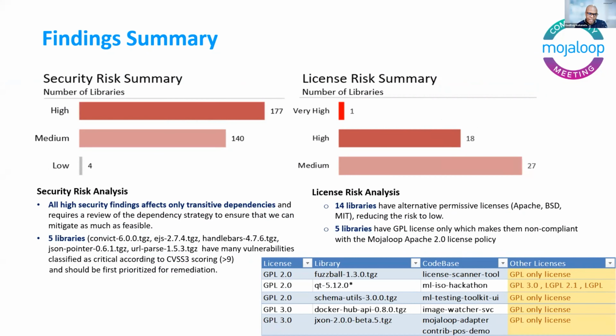But here the key pointers are, on the security side, we did a deep analysis of all the high security and medium security findings we detected, and we couldn't find anything that has to do with a direct dependency. So all the libraries that we take and use directly in the software do not have any vulnerabilities. But what we're seeing here, which is also a trend in the market, is that most of these security findings affect transitive dependencies, which are dependencies within the packages we use, or dependencies within dependencies.